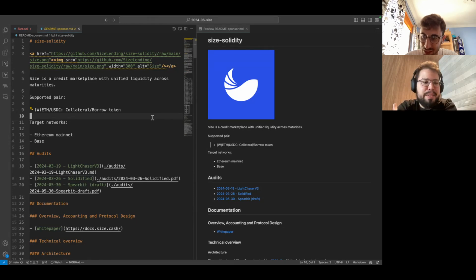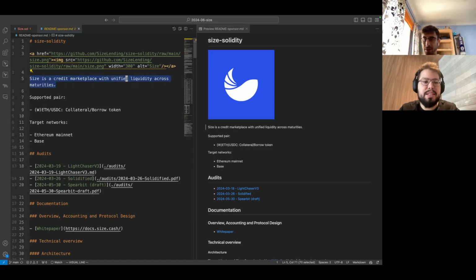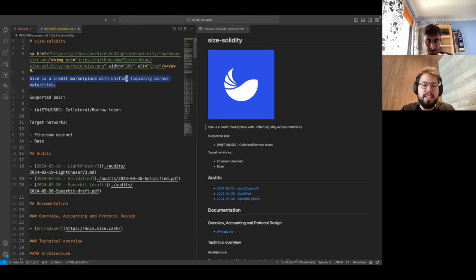My name is Antonio. I'm a security researcher. I've been working with audits and fuzz tests for the past couple of years, and I've been working on Size for the past 6 months. And Size is a credit marketplace with unified liquidity across maturities. That's our elevator pitch, basically. And in general, Size is a lending marketplace, a peer-to-peer lending marketplace with fixed rate loans.